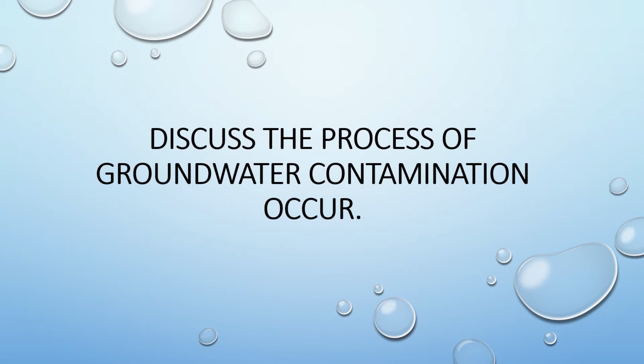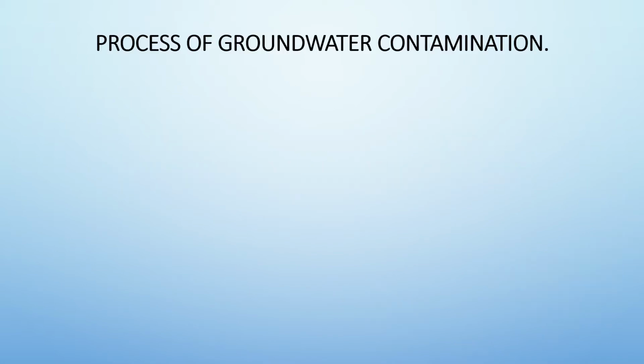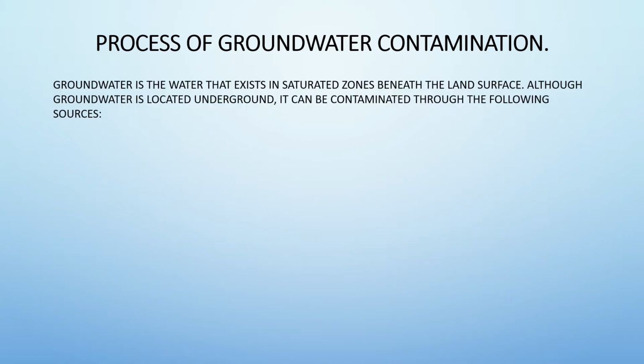The second topic to be discussed in detail is the process of groundwater contamination that occurs. What is groundwater? Groundwater is the water that exists in saturated zones beneath the land surface. Although groundwater is located underground, it can be contaminated through the following sources.